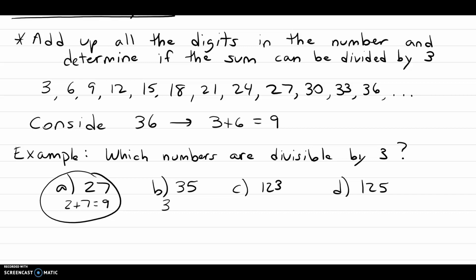For 35, 3 plus 5 is 8. I can't divide 8 by 3. 8 divided by 3 will give me a decimal. So B is not correct.